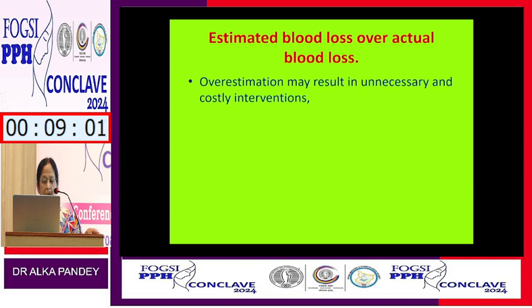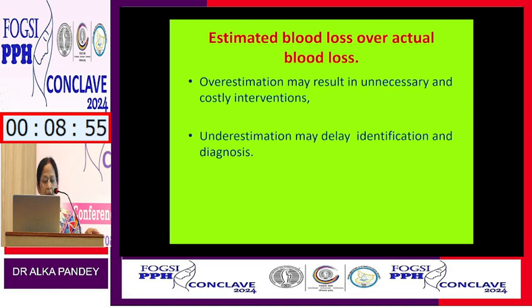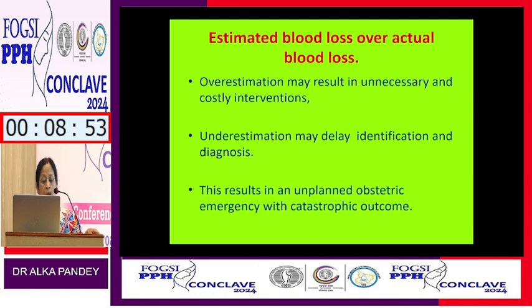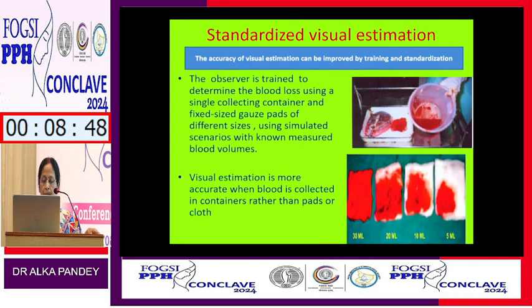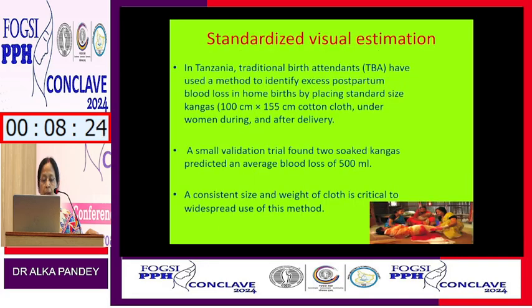So overestimation may result in unnecessary and costly interventions, and underestimation may delay identification and diagnosis. So this results in an unplanned obstetric emergency with catastrophic outcome. Now, standardized visual estimation. The observer is trained to determine the blood loss using a single collecting container and fixed-size gauze pads of different sizes, using simulated scenarios with known measured blood volumes. Visual estimation is more accurate when the blood is collected in containers rather than pads and clothes.